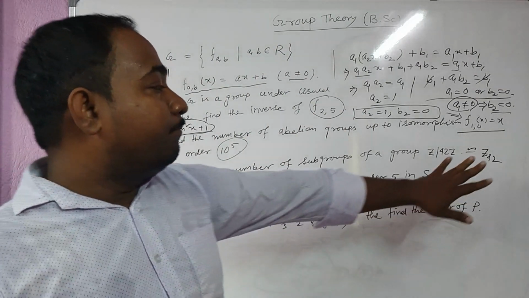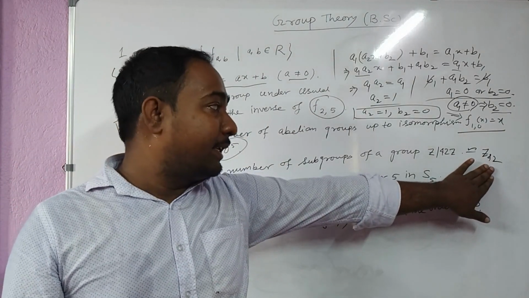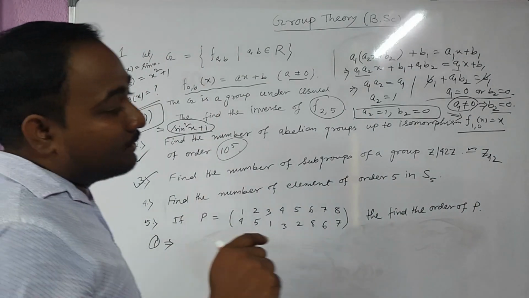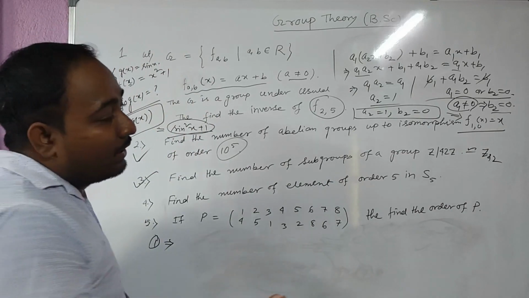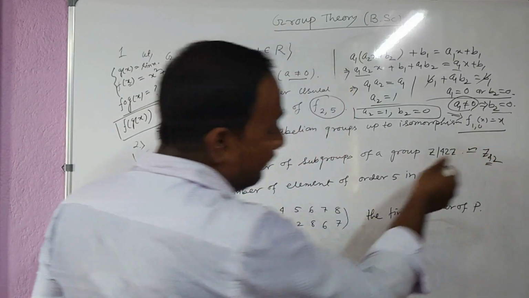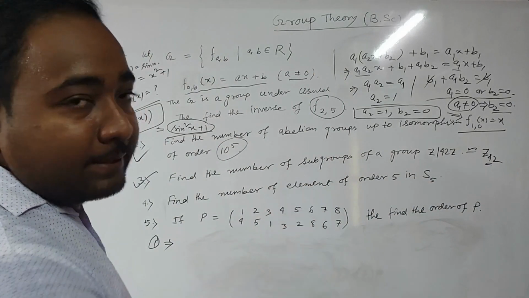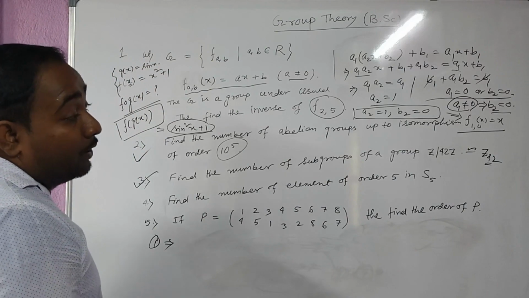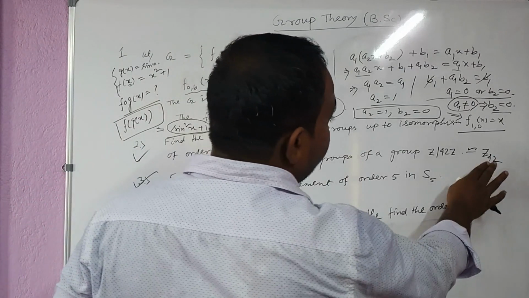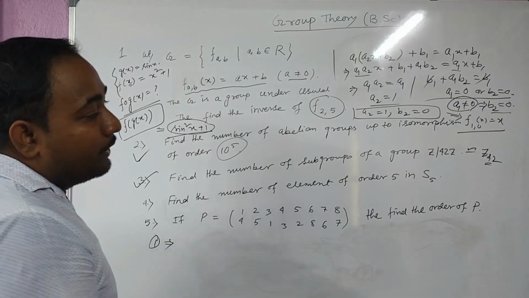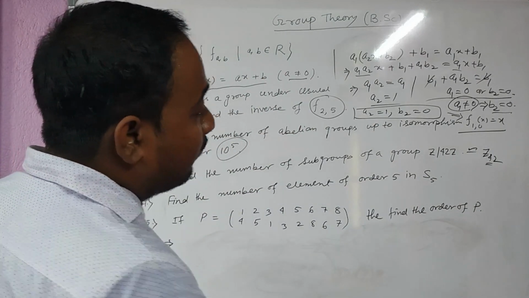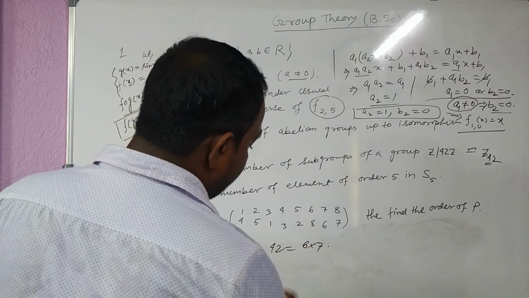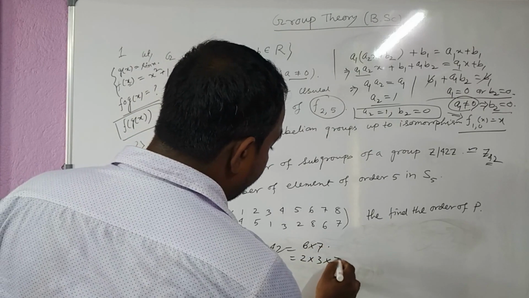Actually, look at this group. This is obviously an abelian group, Z42. We know that any finite cyclic group is isomorphic to Zn. So this is obviously a cyclic group because there is an element of order 42 in this group. That's why the number of subgroups will be the number of divisors of this, right? So let's try to find out the divisors. How many divisors of 42? So 42 means 6 into 7, that means 2 into 3 into 7.